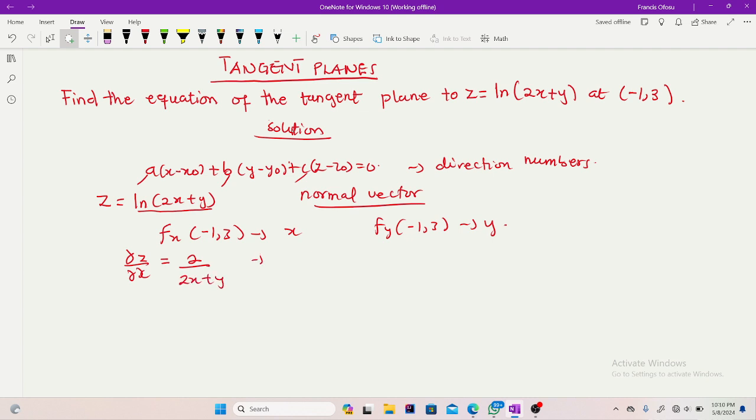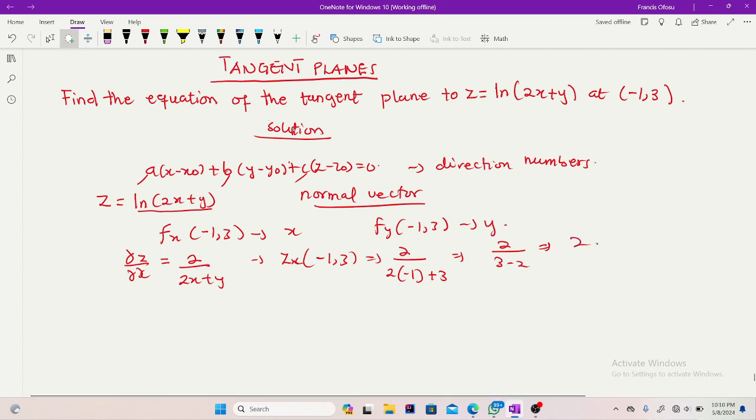So if I want to find zx at the point (-1, 3), then I'm going to have 2 over 2 multiplying my x, which becomes negative 1, then my y becomes 3. So I get 2 over 3 minus 2, and that will give me 2, right? Then when I find the dz on dy, differentiating with respect to y, I'll get 1, because 2x here is a constant, so it goes to 0. So 1 over 2x plus y itself.